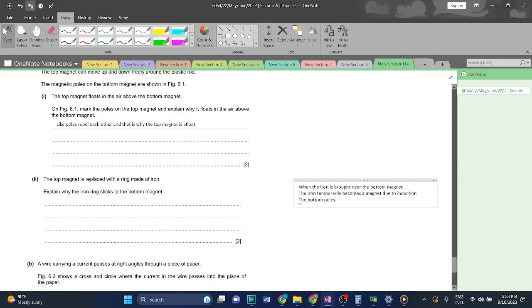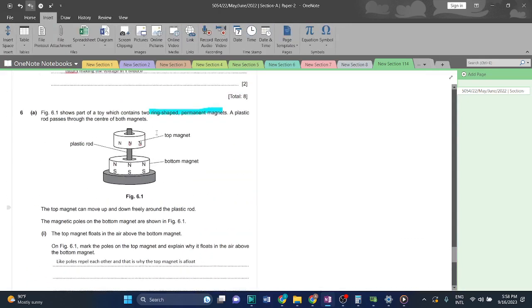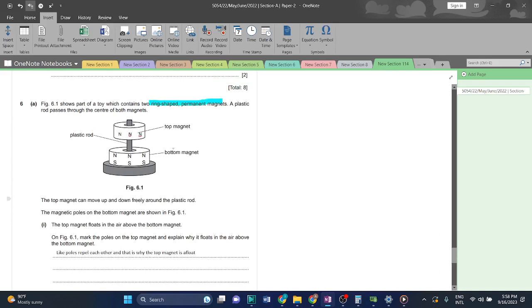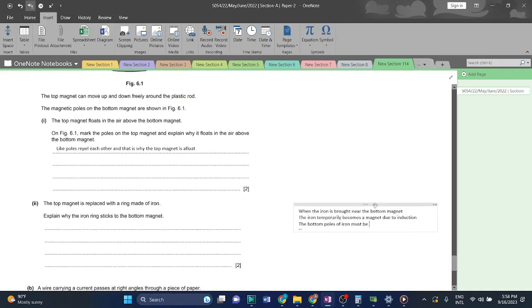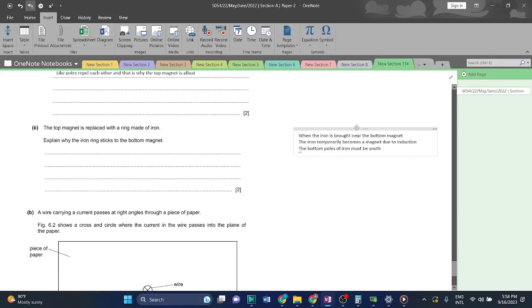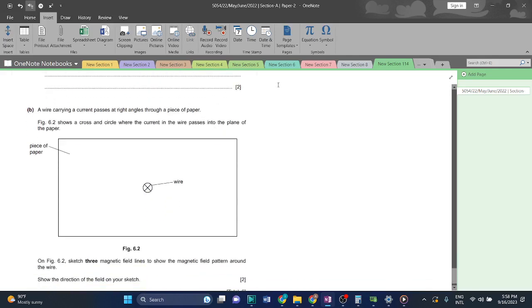What poles must the iron have for it to be attracted towards the bottom magnet? Bottom magnet के साथ attract होने के लिए iron के क्या poles होने चाहिए on the lower side? The iron should have south pole at the lower side. Iron must be south. ठीक है ना? So yeah, let's move on.